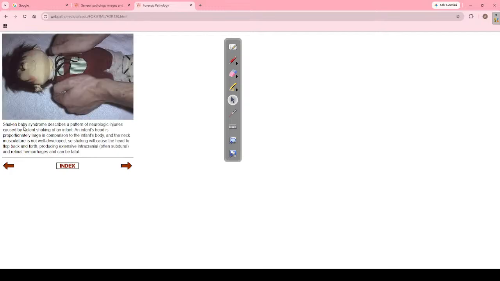This is shaken baby syndrome. Violent shaking of an infant will lead to neurological injuries, and the head is proportionally large compared to the infant's body. Neck musculature is not very well developed. That's why it's more prone to shaken baby syndrome.